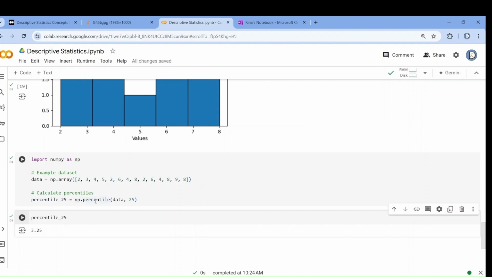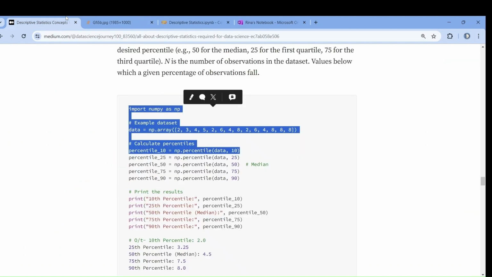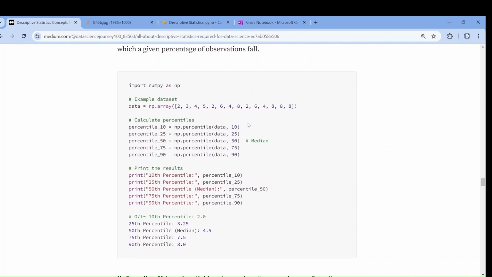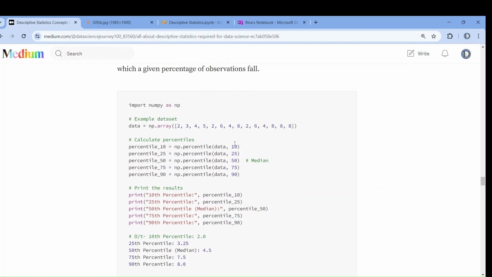You can calculate any percentile, like 5th percentile, 10th percentile, 25th percentile, 50th percentile, whatever you want, 99th percentile, and you can understand how many values are lying below this data point.